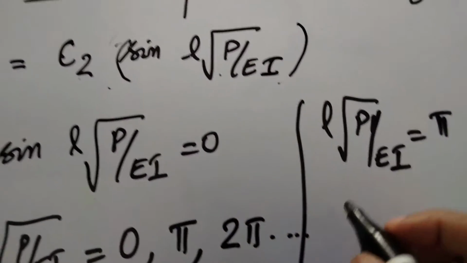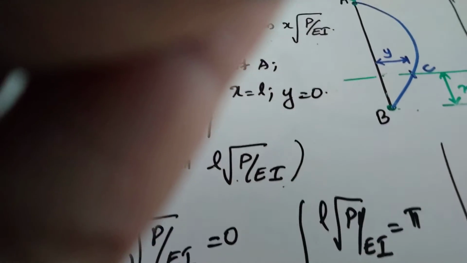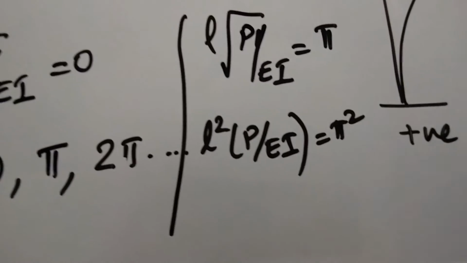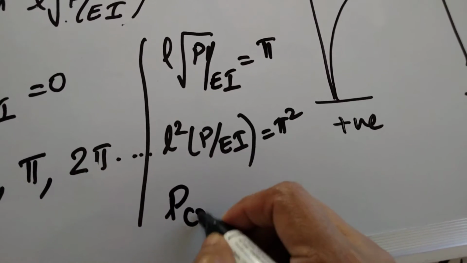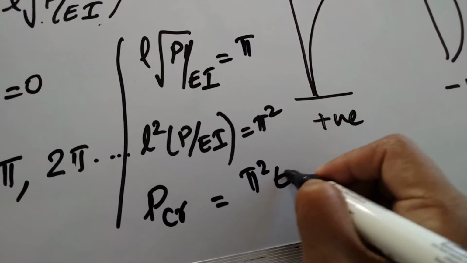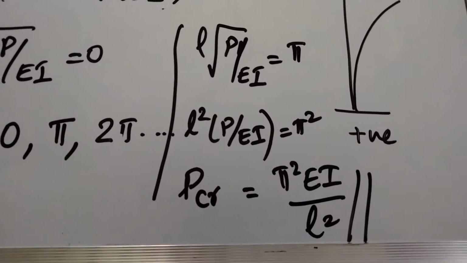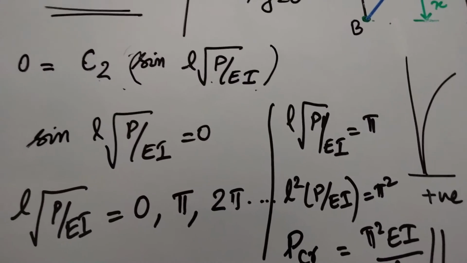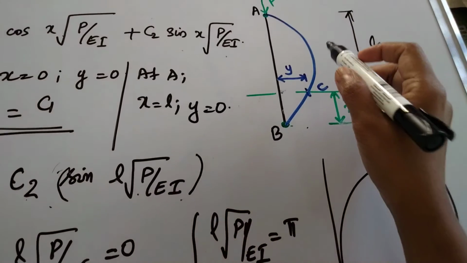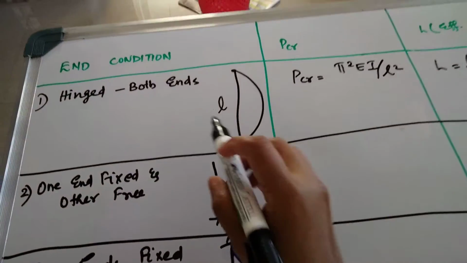When we square it, we get L square into P by EI is equal to pi square. That is L square P, that is PCR, is equal to pi square EI by L square. We get the equation as PCR is equal to pi square EI by L square. That is the crippling load for the both ends hinged condition, where the effective length is the same as the total length L. So now we'll see the 4 conditions.